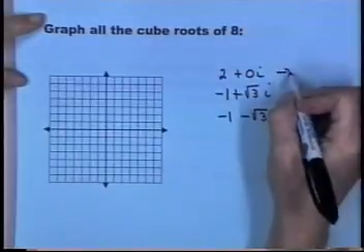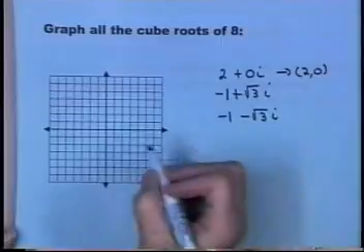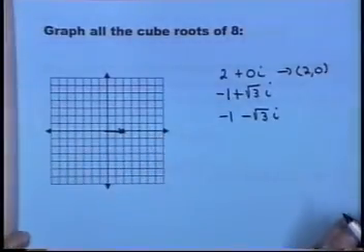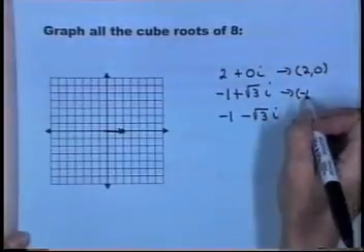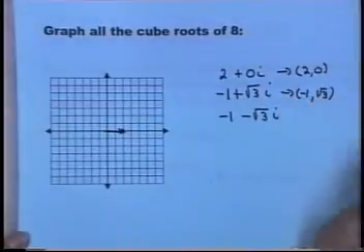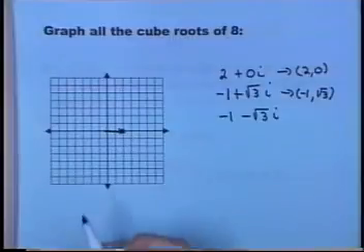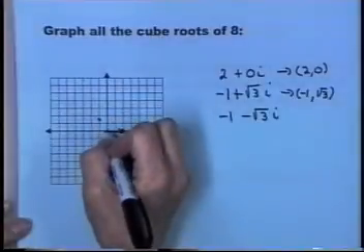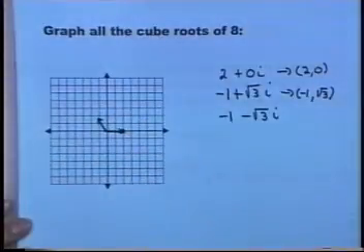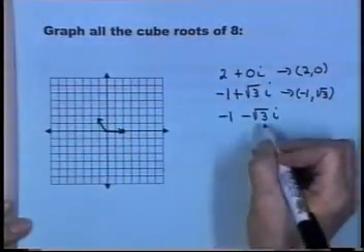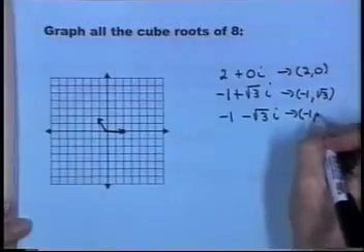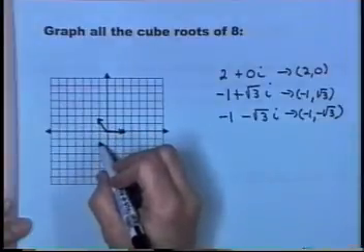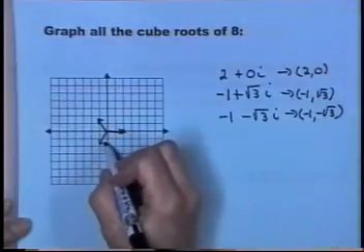So remember the ordered pair that you graph is 2, 0. So here's 2, 0. There's my graph of 2. The ordered pair here is -1, positive square root 3. Now the square root of 3 is about 1.7. So I would go -1 and about 1.7, and from the origin, go up to that point. The third one has an ordered pair of -1, negative square root 3. So I would go -1 and negative about 1.7 to graph that one.